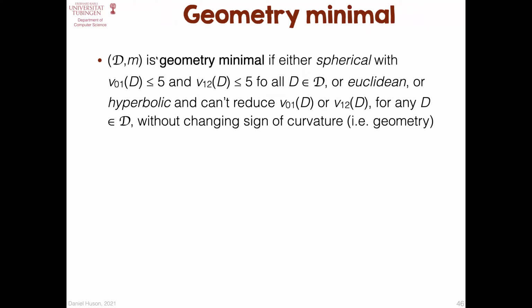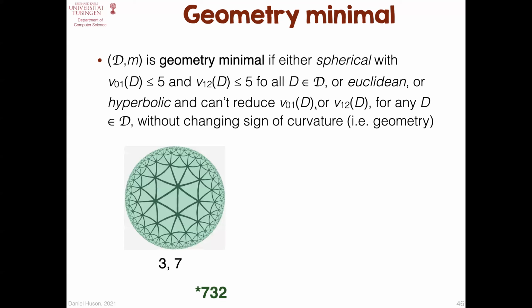A Delaney-Dress symbol and the corresponding tiling is geometry minimal if it's a spherical tiling where the rotational degrees, V01 and V12, which I haven't defined yet, but they are the rotational degrees in the symmetry group, have to be less than or equal to 5, so we never go beyond 5 for a spherical tiling. Or we're talking about the Euclidean case, in which case all Delaney-Dress symbols are geometry minimal. Or the hyperbolic case, where we can't reduce a rotational degree without changing the sign of the curvature or violating one of the properties of a Delaney-Dress symbol.